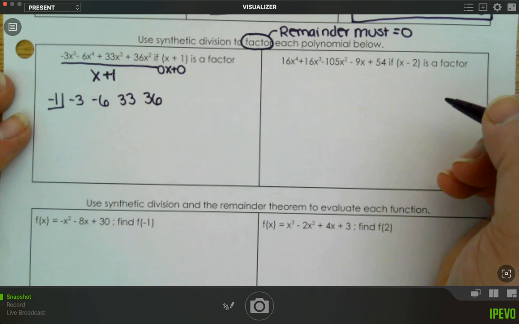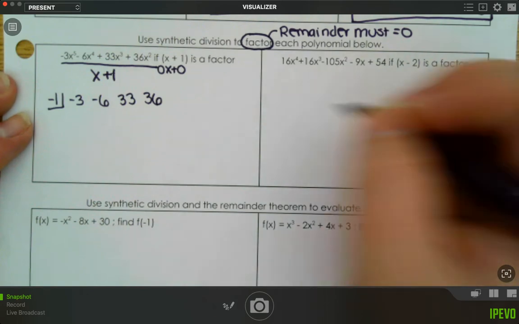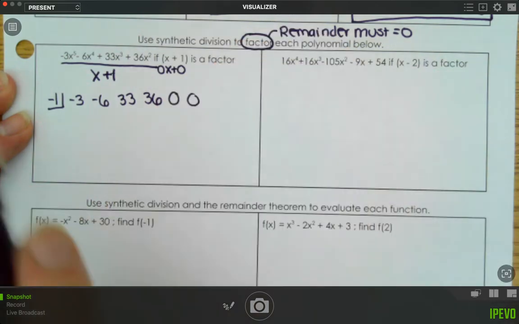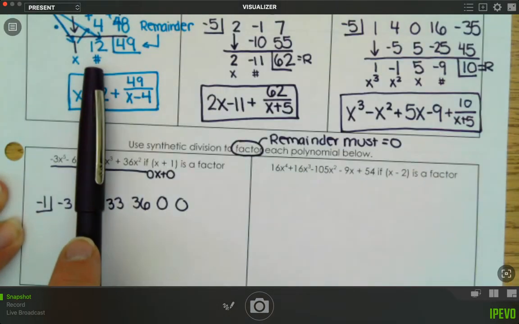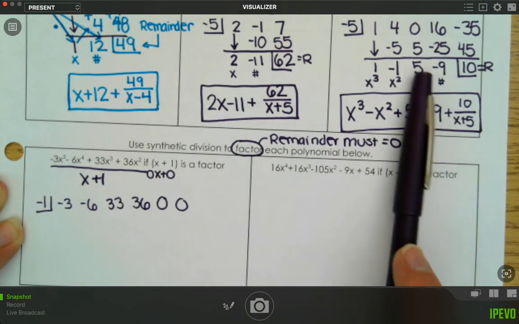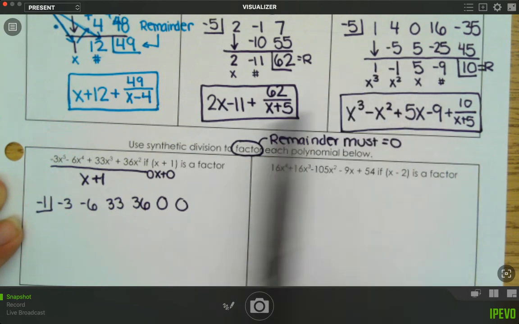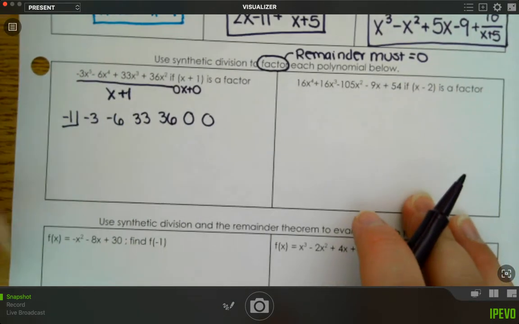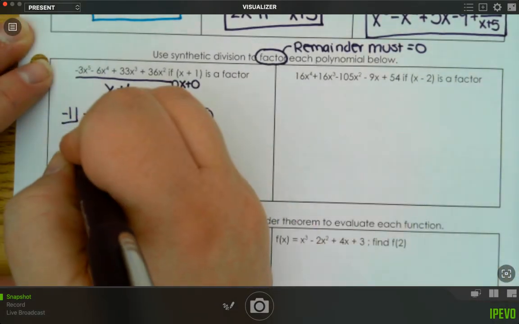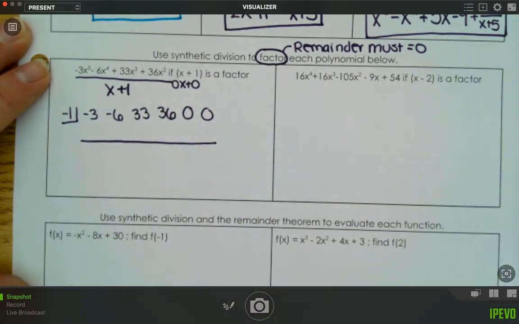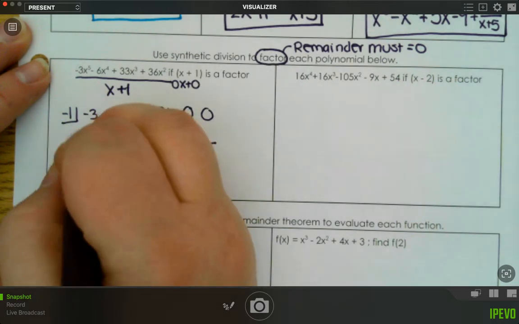The question I get asked a lot is, do I still need those? Yes, because if we don't add these two, then when I go back to put in my x squared, x cubed, everything's going to have the wrong power if I don't put these extra columns in there. That's really the only reason why. The only reason why we ever need those 0 placeholders is to keep our powers lined up correctly.